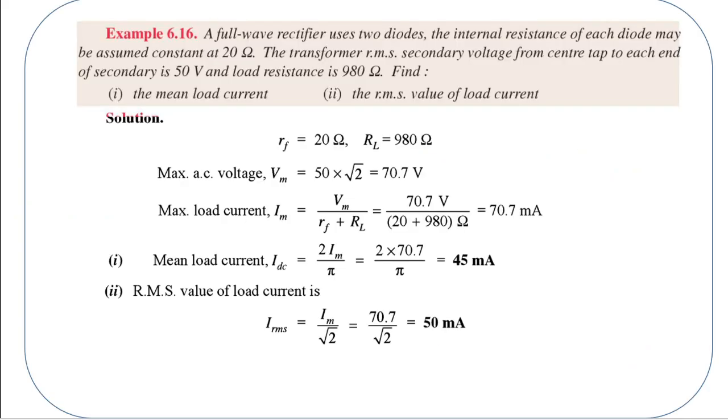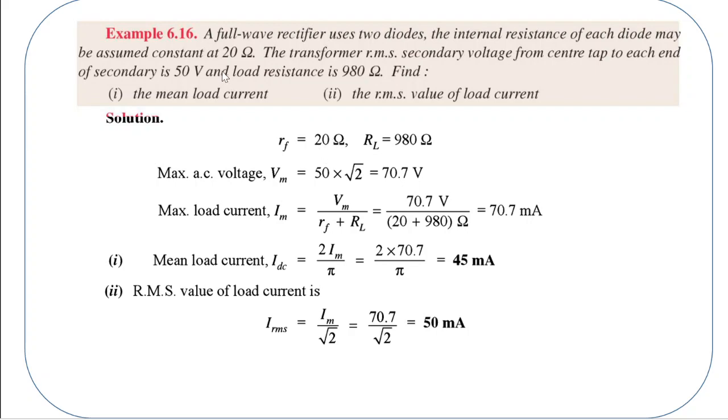Before winding up, let's do a couple of quick problems. First one, a full wave rectifier uses two diodes. The internal resistance of each diode may be assumed constant at 20 ohm. The transformer RMS secondary voltage from the center tap to each end of the secondary is 50 volts and the load resistance is 980 ohm. Find the mean load current and the RMS value of the load current.